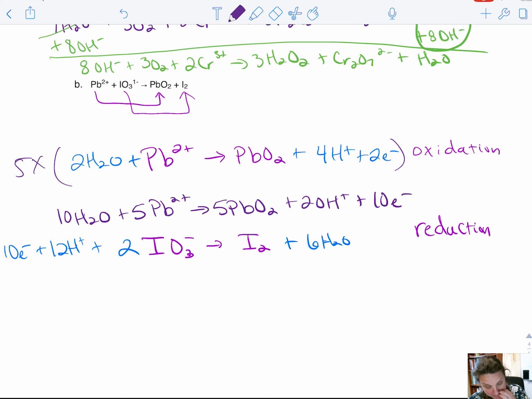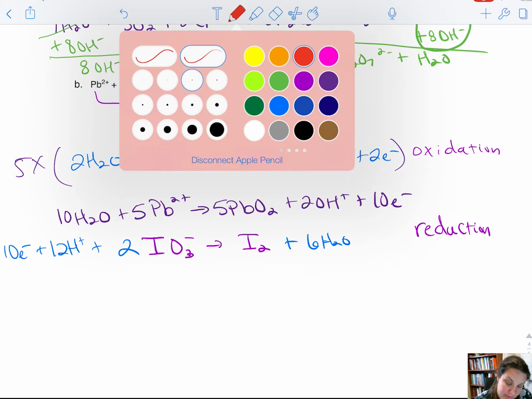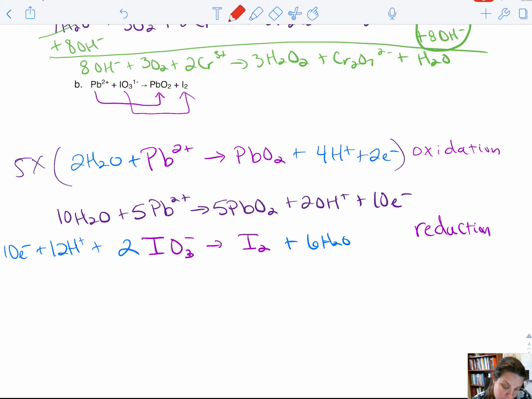After that, we can balance out. We've balanced out our 2 equations, so we just combine. So 10 electrons go away. All 12 of those, leaving us with 8 there. And then all 6 of these waters go away, leaving us with 4.